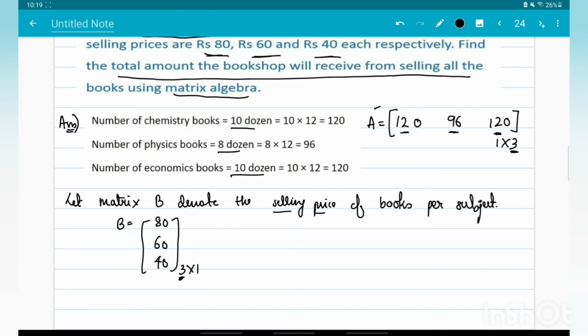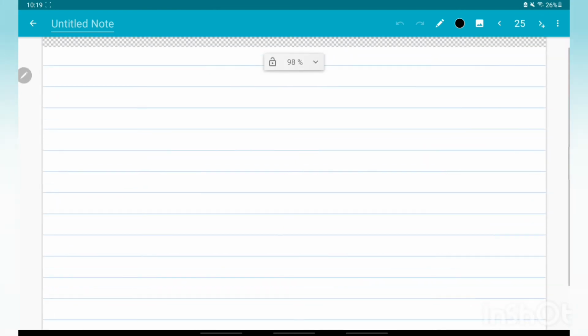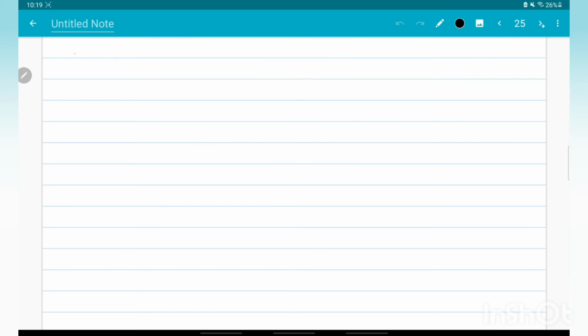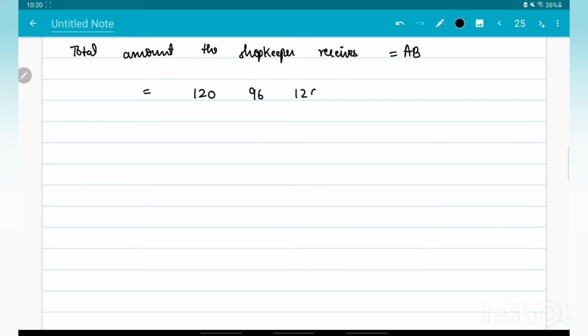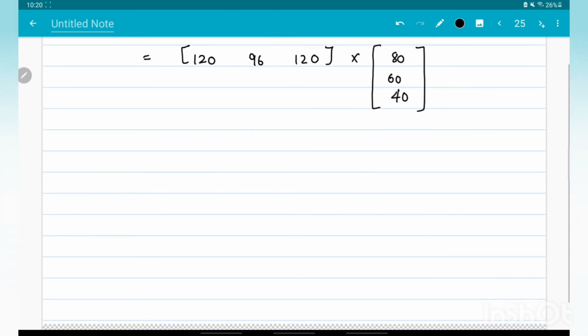So now I want to find the total amount the shopkeeper receives. Okay, total amount the shopkeeper receives is A into B, that is number of books into their selling price. So matrix A was 120, 96 and 120. This is multiplied by this matrix, which is 80, 60 and 40. Okay, and we saw that their matrix multiplication is possible.